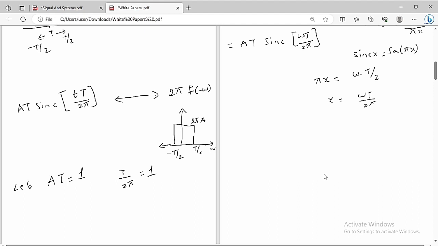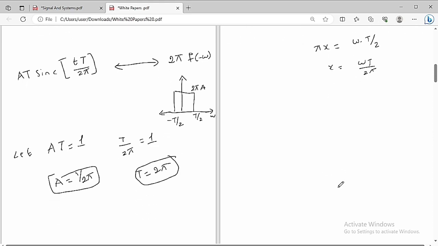But what is the meaning of this one? T is equal to 2 pi. And if t is equal to 2 pi, then what is a? A is equal to 1 by 2 pi. Right? Listen carefully. T by 2 pi I am going to assume its value is equal to 1, and 2 pi a is equal to 1. So a is equal to 1 by 2 pi and t is equal to 2 pi. So therefore, I can write like this now, right?